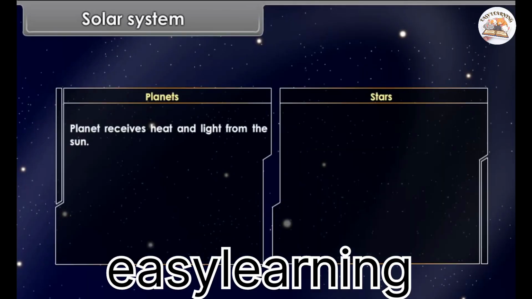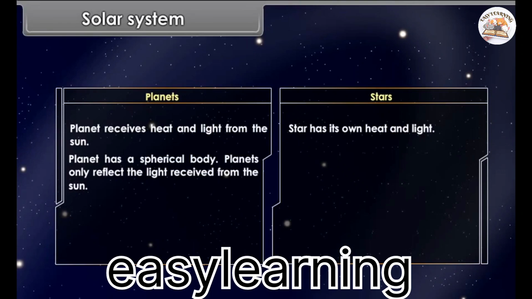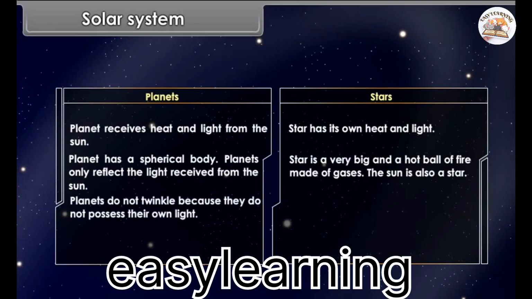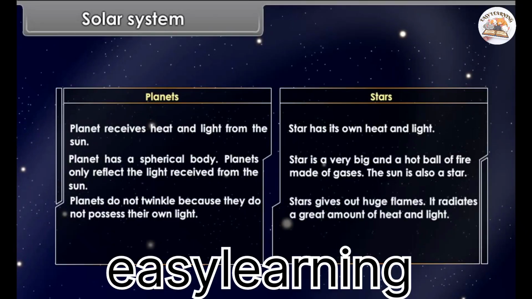Planet receives heat and light from the sun. Star has its own heat and light. Planet has a spherical body. Planets only reflect the light received from the sun. Star is a very big and hot ball of fire made of gases. The sun is also a star. Planets do not twinkle because they do not possess their own light. Stars give out huge flames. It radiates a great amount of heat and light.